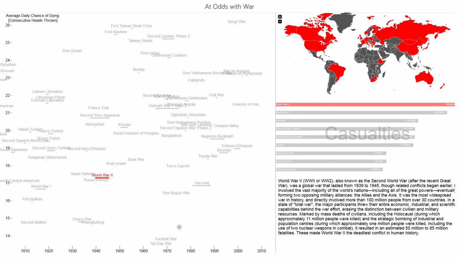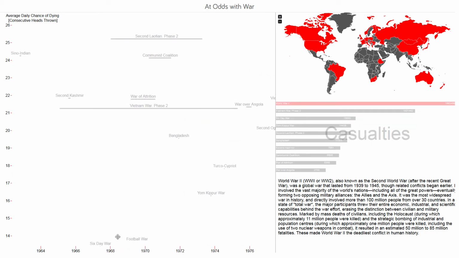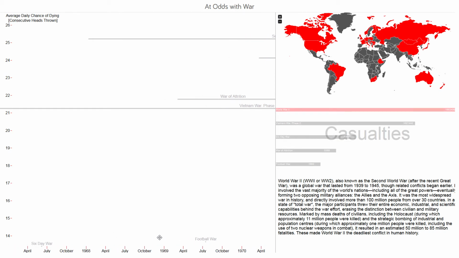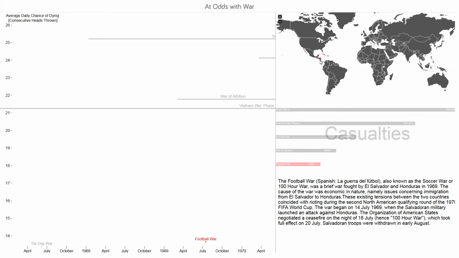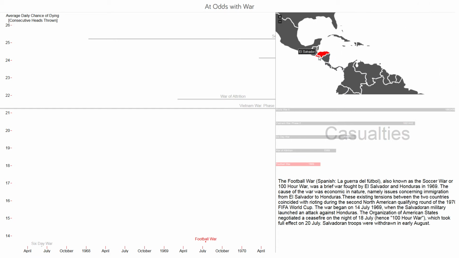Let's zoom in on a few wars with a very high average daily chance of dying, or a low number of consecutive heads needed. We can also select a war by clicking on it on the casualties ranking. We can zoom in on the world map and we find out that the two countries involved in the football war were El Salvador and Honduras.